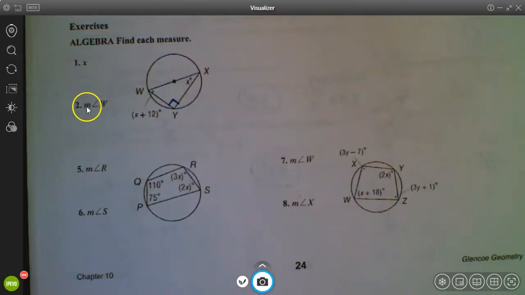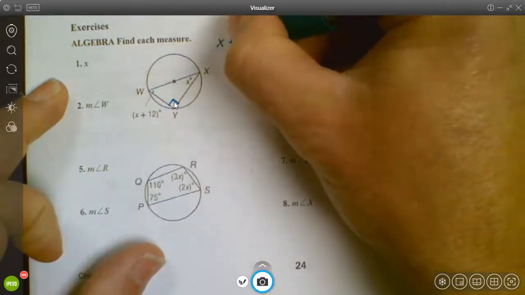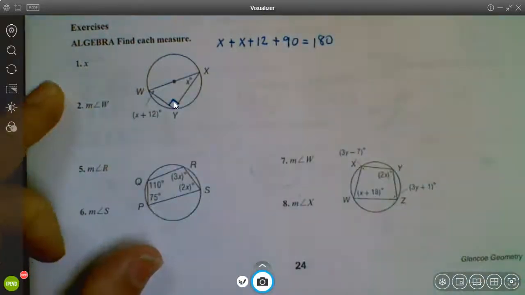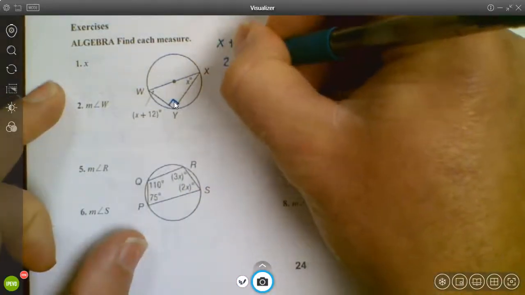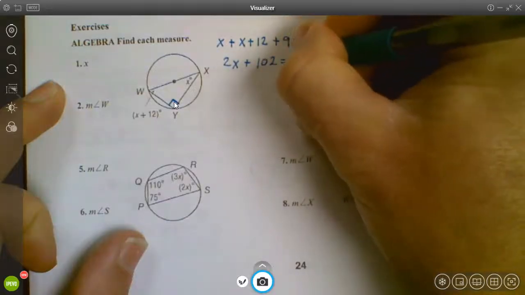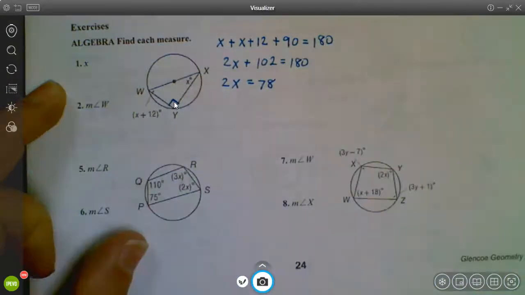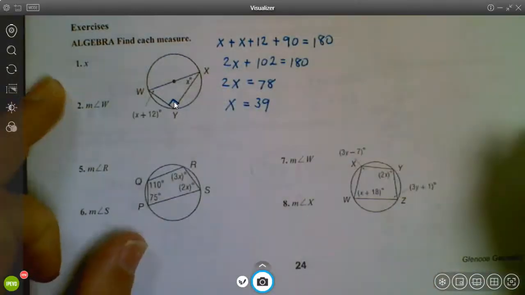So how do we find x and how do we find angle W? Well, remember we know that the three angles of a triangle add to 180. So I know that this plus this add to 180. So let me just lay all that out. We know that x plus 12 plus x plus 90 is 180. Let's use some basic algebra to solve from there. Combine like terms. So 2x plus 102 is 180. Subtract 102 from both sides. Tells you that 2x is 78. Divide both sides by 2, and x is 39.